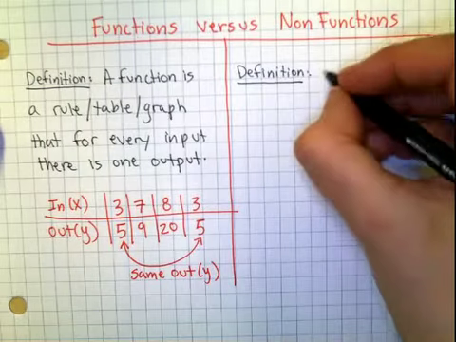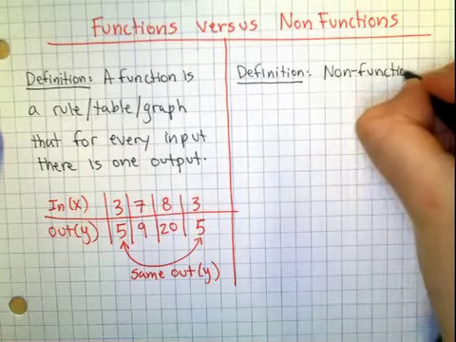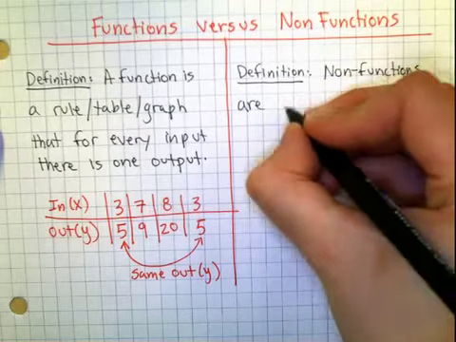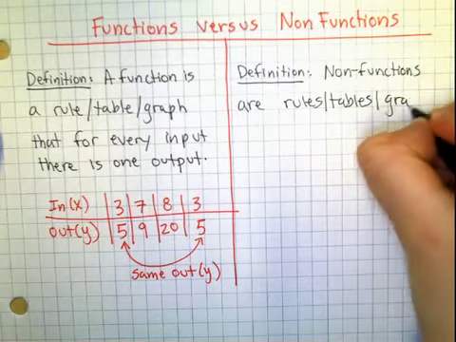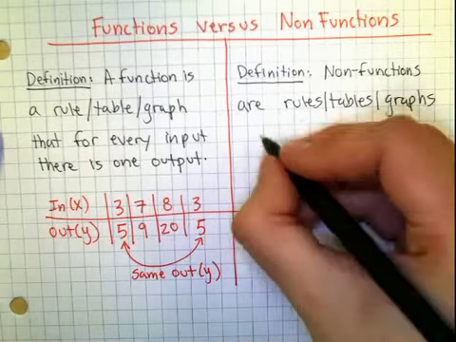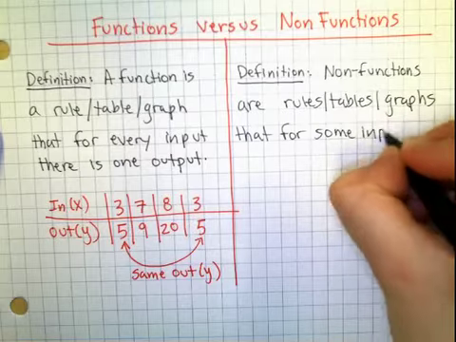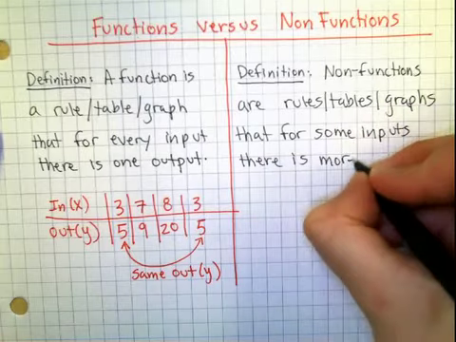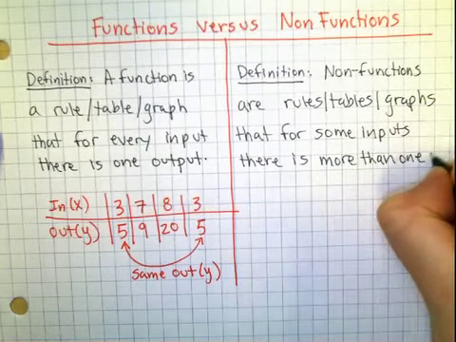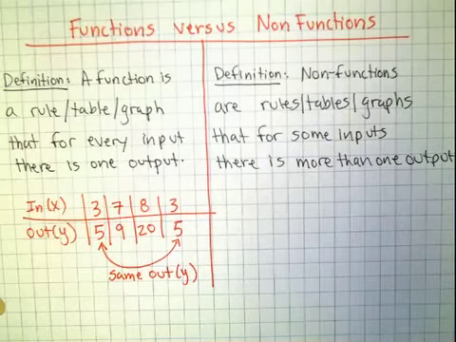So here's a definition of a non-function. Non-functions are rules, tables, and graphs that for some inputs, there's more than one output. That's a definition of a non-function. So non-functions are rules, tables, graphs that for some inputs there is more than one output.